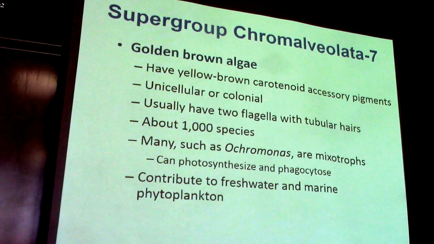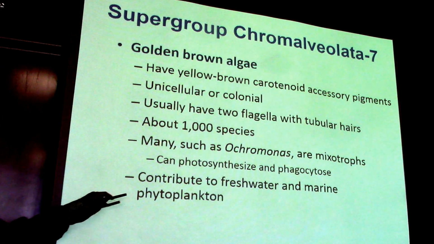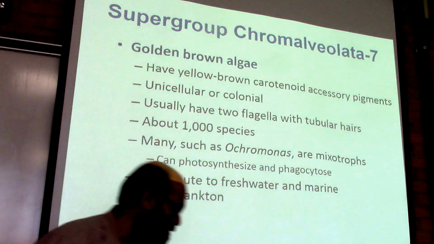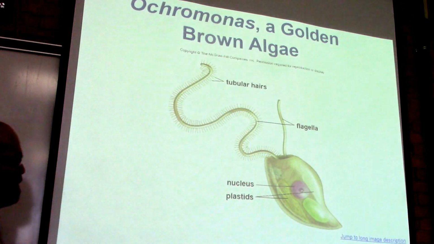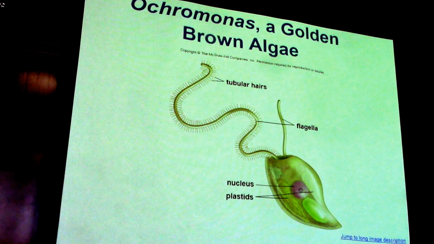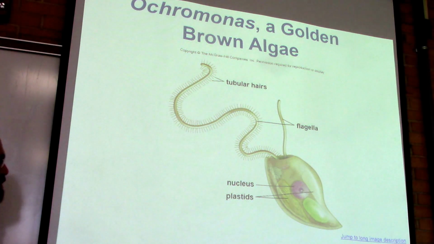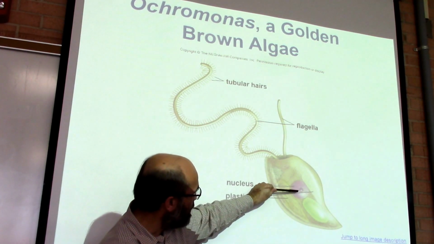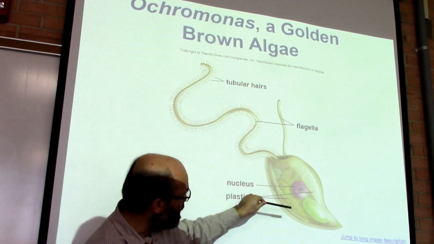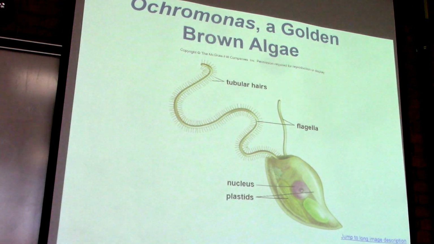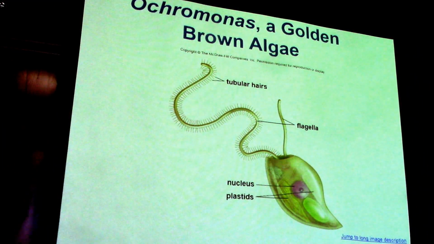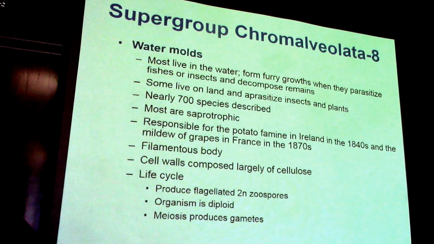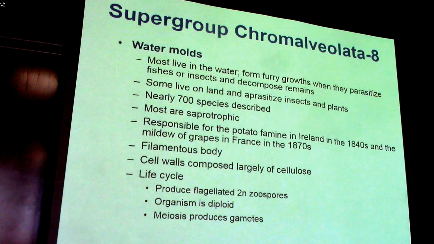They contribute to some part of the freshwater and marine phytoplankton as well, just like diatoms and other small organisms. This is one of the organisms. This is brown algae. Since it's a single-celled organism, the internal structures are shown here, the nucleus and some plastids that make them photosynthetic. So they are photosynthetic in nature as well. But the color of these organisms comes from accessory pigments that give them different colors.